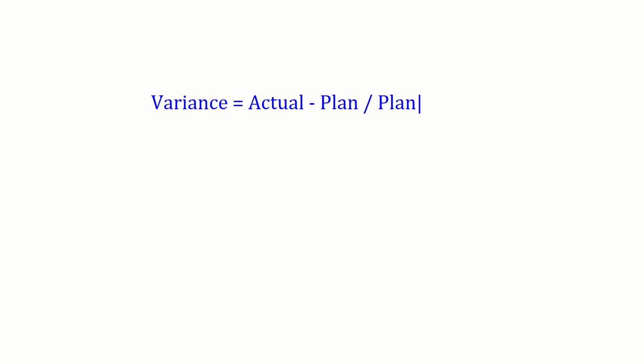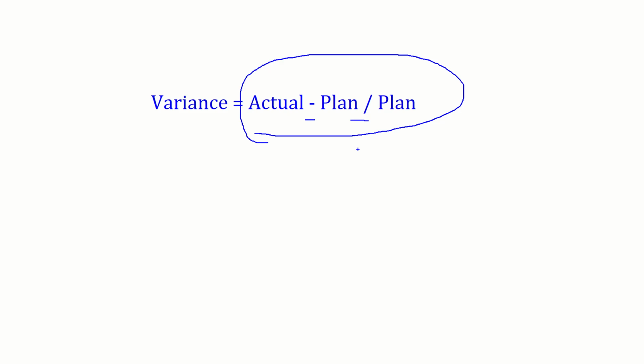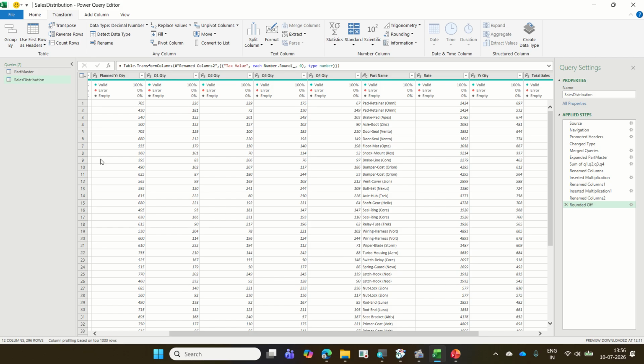So I am going to write a formula with two operators. Subtracting two columns is very simple. Select both the columns, go to subtract. Dividing two columns is very simple, go to divide. But here I have to use two things: one is subtraction, another one is division. So if you want to use multiple operators like this, where can I do this?